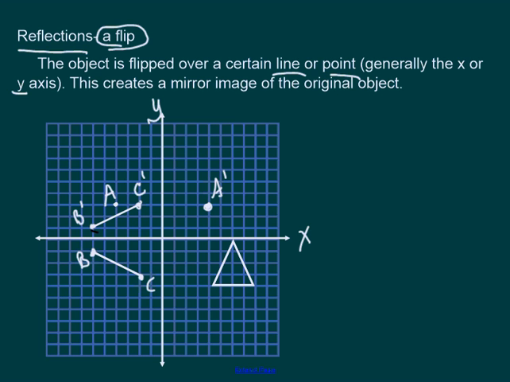That gives me my image of the original. And you can see it's the same line, it's the same length, it's the same shape, it's just in a different orientation, it's just reflected like a mirror.